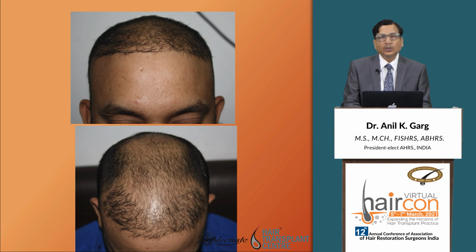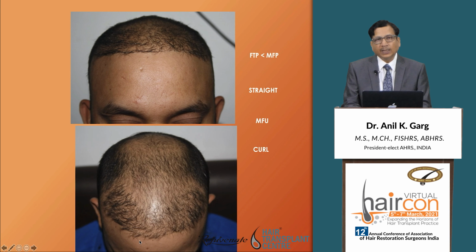Oof, what has gone wrong in this case? Let's analyze one by one. The FTP is lower than the midfrontal point and the line looks straight. Third, multifollicular units have been implanted in the anterior line. Fourth, the curl of the hair during implantation has not been taken care of. And fifth, the hair is growing in different directions. So these are the 5 blunders or mistakes that have been done in recreation of the anterior line. You should take care of all those points.